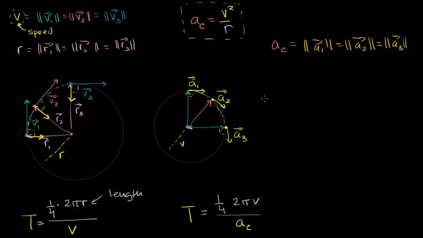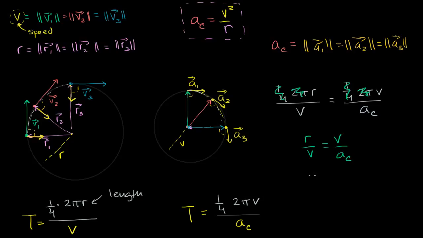So on this side, we get 1/4 times 2 pi r over v is equal to 1/4 times 2 pi v over the magnitude of our acceleration vector. And now we can simplify a little bit. We can divide both sides by 1/4, get rid of that. We can divide both sides by 2 pi, get rid of that. Let me rewrite it. So then we get r over v is equal to v over the centripetal acceleration.